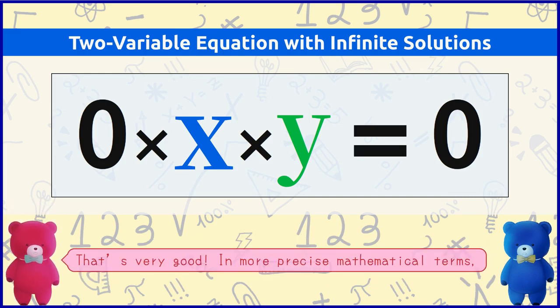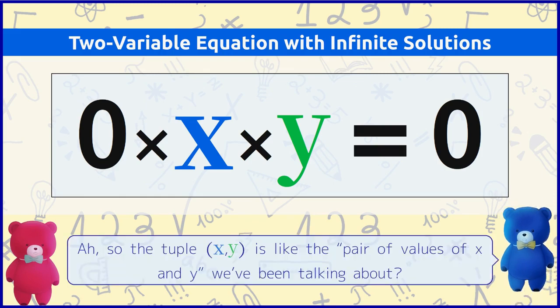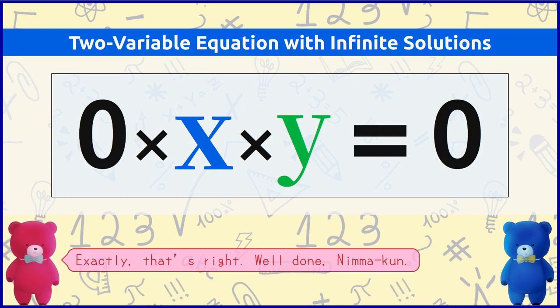That's very good. In more precise mathematical terms, the tuple xi can be any tuple of two real numbers. Ah, so the tuple xi is like the pair of values of x and y we've been talking about. Exactly, that's right. Well done, Nimakong.